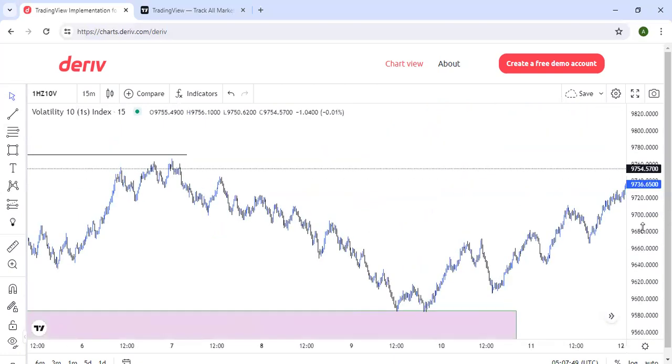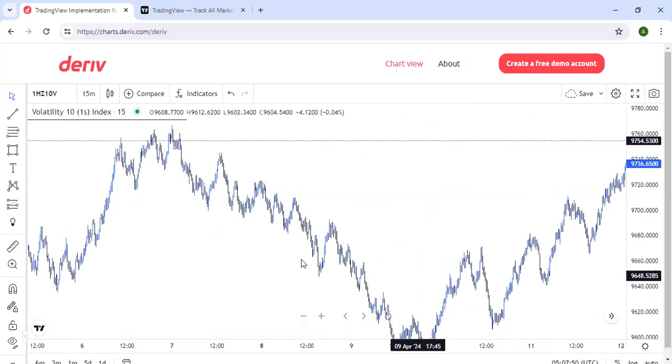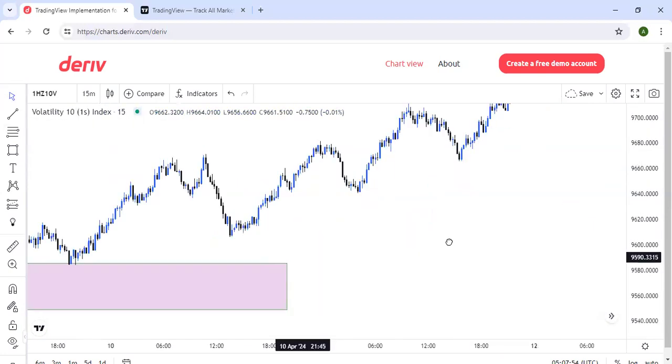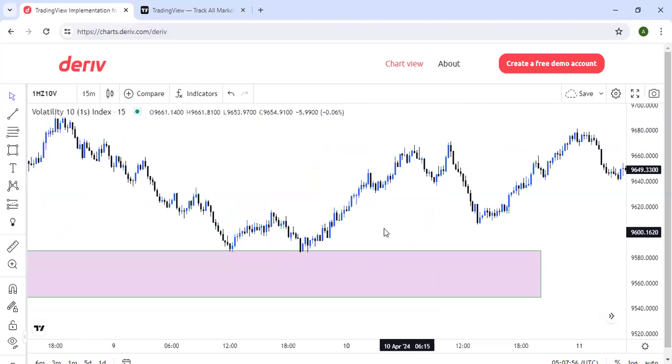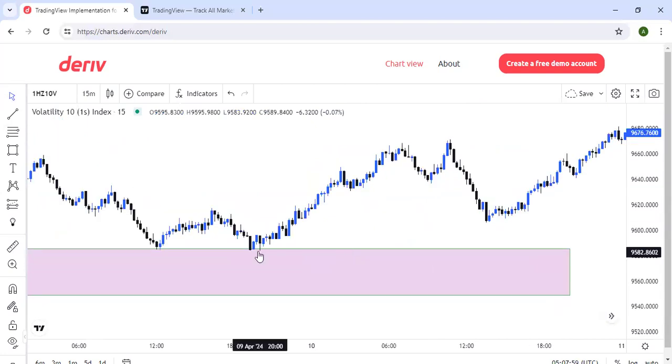So this is where price tested that single candle mitigation block. Price tested it here, and price went above. Price actually broke this high.